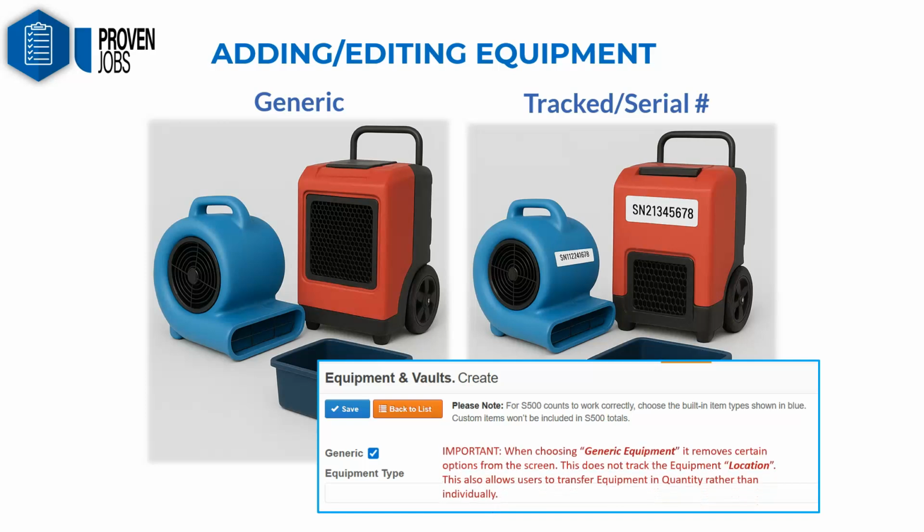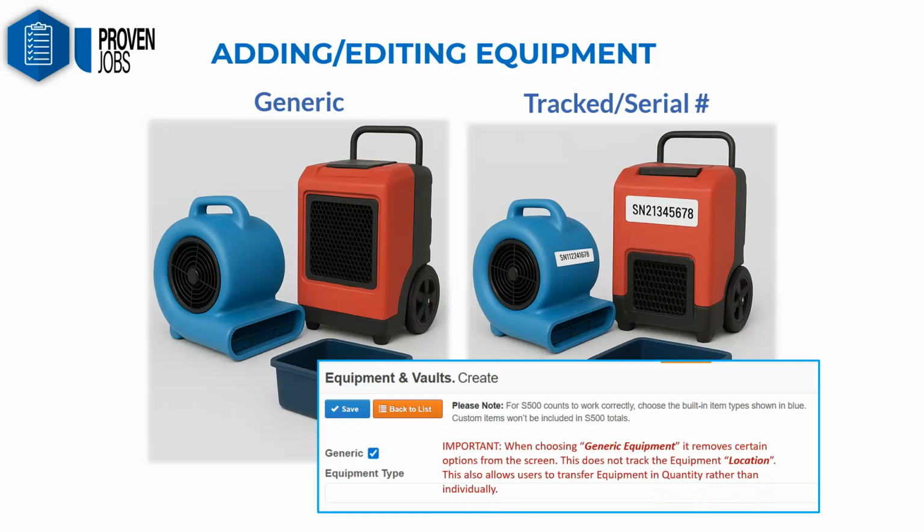Adding and editing equipment. Equipment setup determines how equipment will be transferred and tracked on the job. Proven Jobs supports both generic and individually tracked equipment with serial numbers.